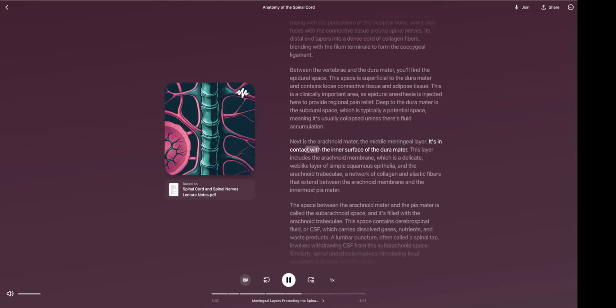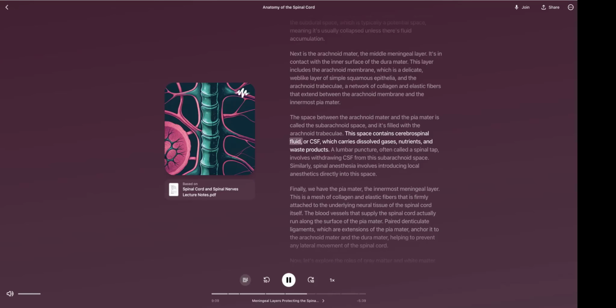It's in contact with the inner surface of the dura mater. This layer includes the arachnoid membrane, which is a delicate web-like layer of simple squamous epithelia, and the arachnoid trabeculae, a network of collagen and elastic fibers that extend between the arachnoid membrane and the innermost pia mater. The space between the arachnoid mater and the pia mater is called the subarachnoid space, and it's filled with the arachnoid trabeculae. This space contains cerebrospinal fluid, or CSF, which carries dissolved gases, nutrients, and waste products.